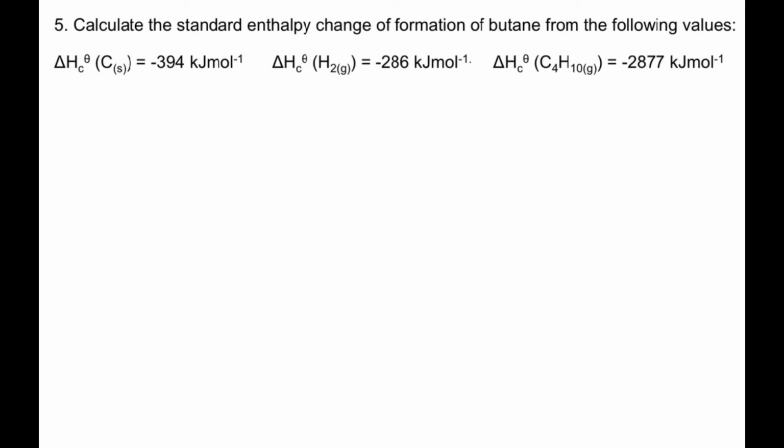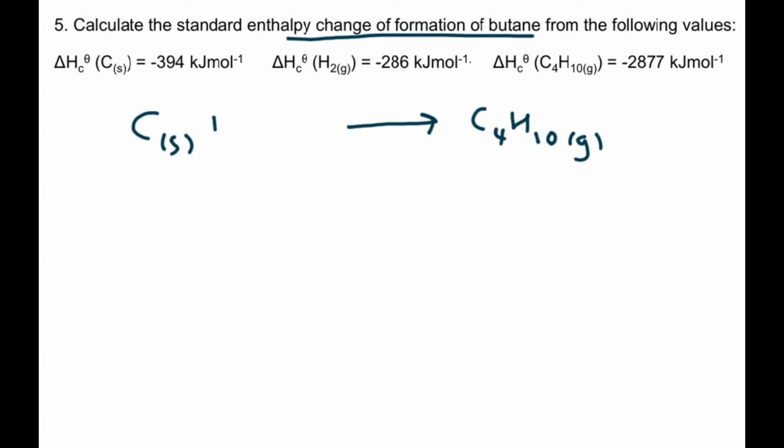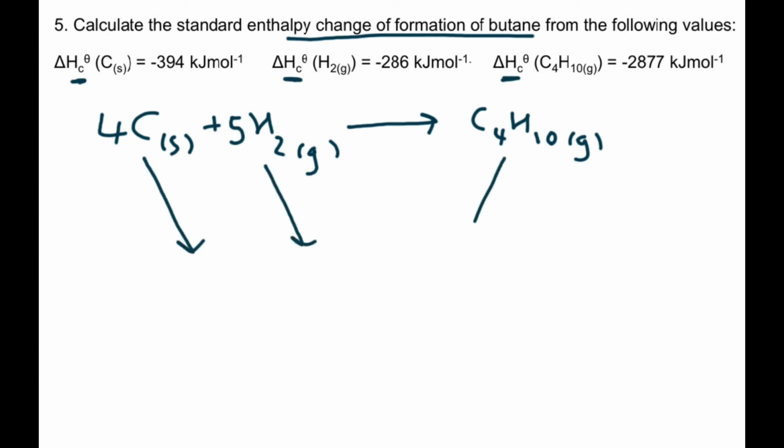Let's just do one more practice question. It says work out the standard enthalpy change of formation of butane. So we need an equation first. Butane is a gas, forming 1 mole of butane from its elements in their standard states. Then we need to balance. There are 4 carbons and there's 5 hydrogens. The data you've been given is combustion data, so all the arrows are going to go down, down, down, down.